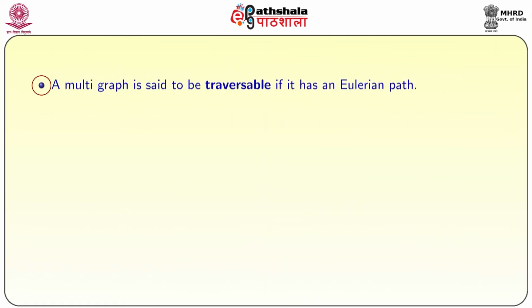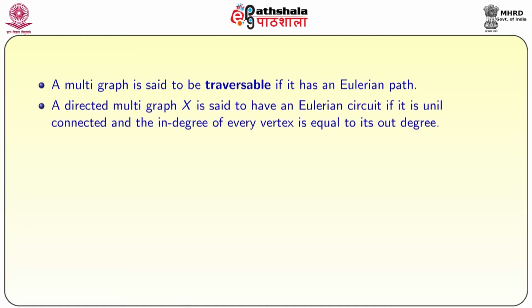Now, a multigraph is said to be traversable if it has a Eulerian path. A directed multigraph X is said to have an Eulerian circuit if it is unilaterally connected and the in degree of every vertex is equal to its out degree. So, this is about Eulerian directed graphs. We are not requiring strong connectedness here, it is unilaterally connected and the in degree of every vertex is equal to its out degree.